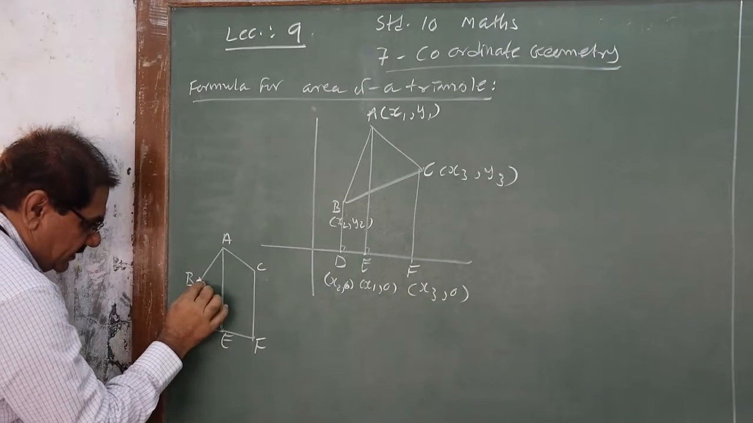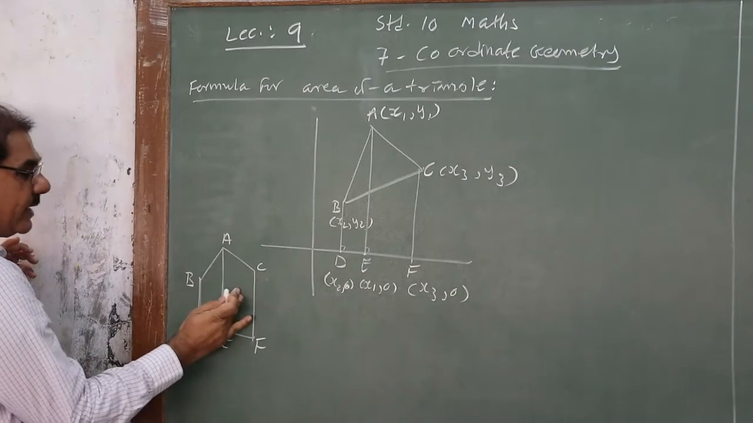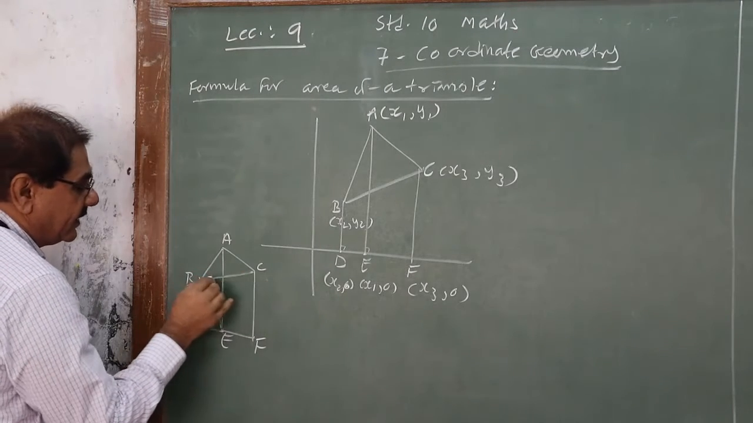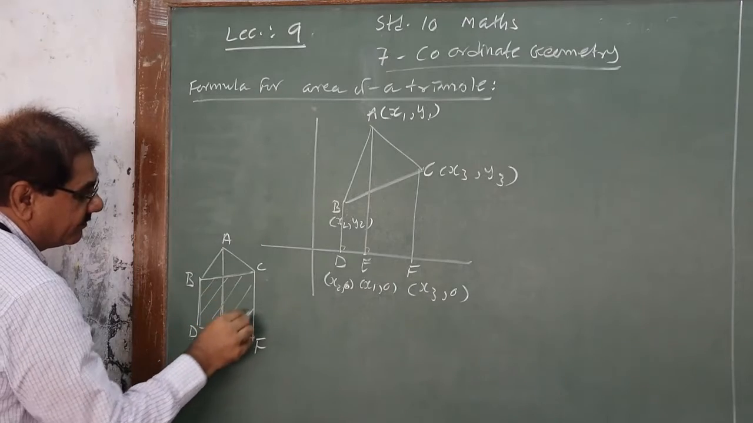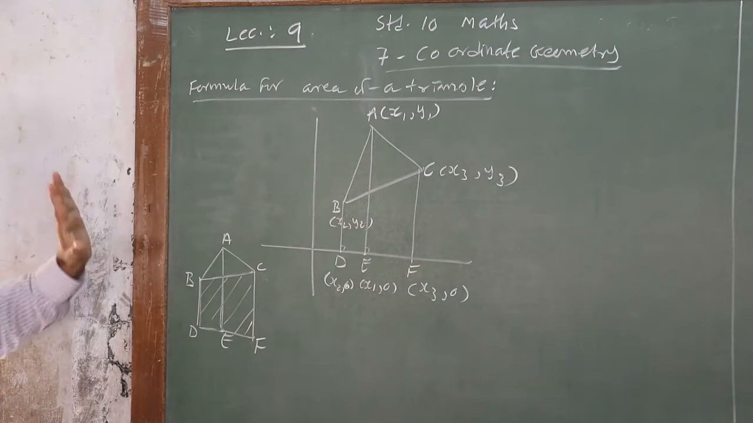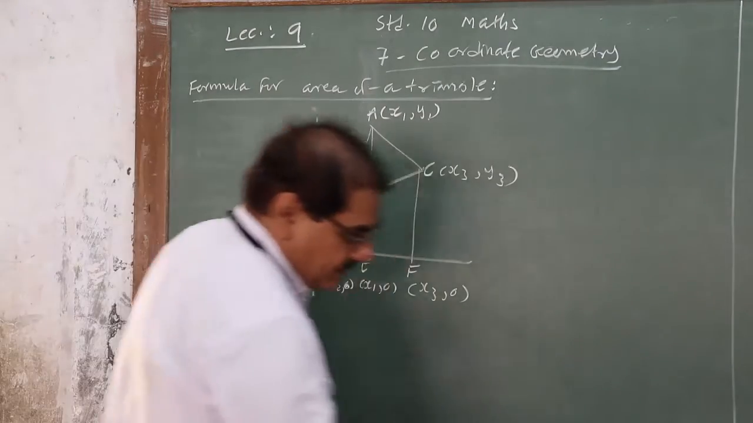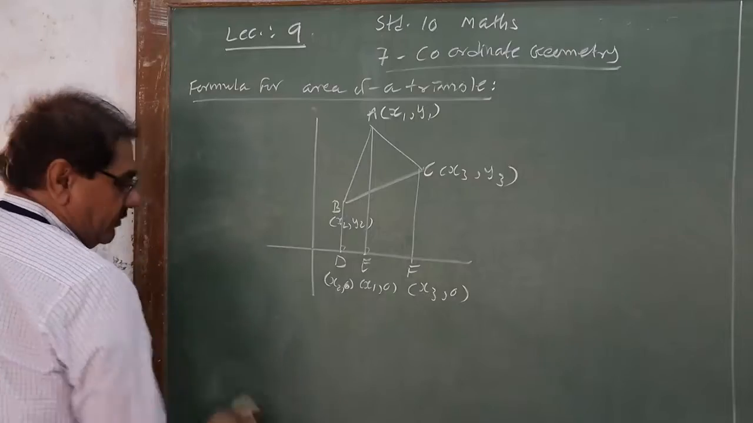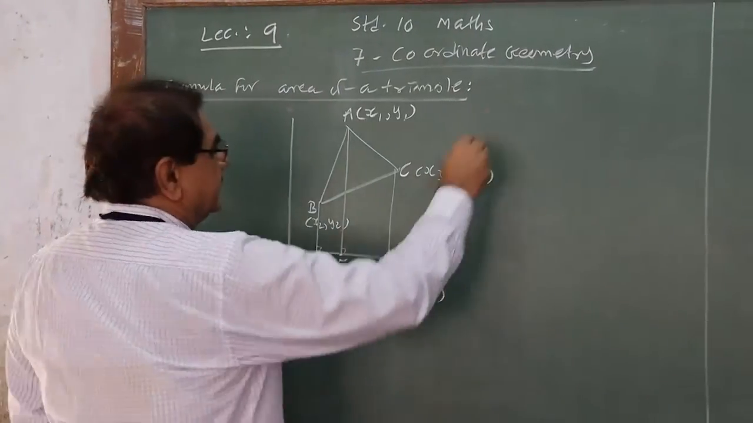So area of one trapezium plus area of the second trapezium covers the whole figure. But out of the sum of the areas of these two trapeziums, if I subtract the area of the third trapezium, then what is left? Area of triangle ABC. Got it? So this is the formula we are using. So what is the area of triangle ABC? First of all, we make the formula.